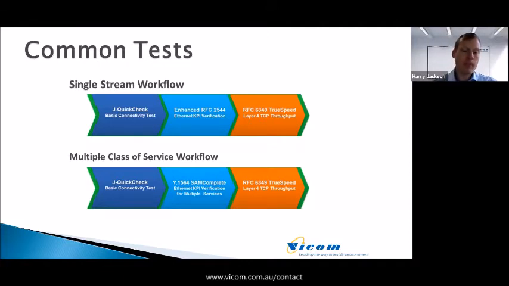Now, the workflow we're going to be looking at today for both tests will be undertaking what's called a Quick Check test, which is a VIAVI painted test to essentially give you a basic connectivity test, and we'll talk about that on the next slide. We'll then run through either an RFC2544 or Y.1564 test, depending on if we've got a single service or a multiple class of service link. And then we'll talk about looking at our customer quality of experience on a layer 4 true speed test, so the RFC2544 true speed test.